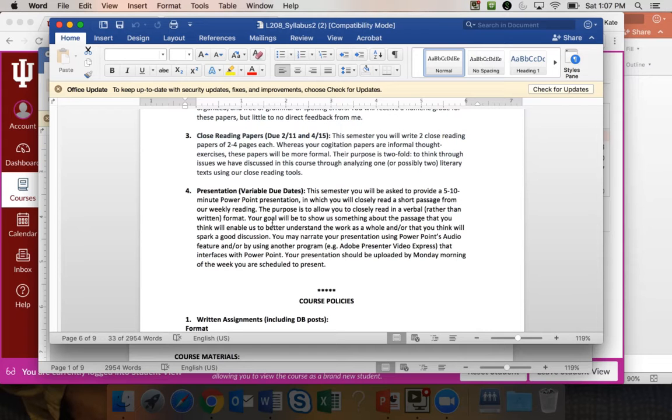Now, whereas your cogitation papers are informal thought exercises, your close reading papers will be more formal. And their purpose is twofold: to think through issues that we've discussed in the course through analyzing 1 or maybe 2 literary texts, and to analyze those texts using close reading tools, which we'll be learning about this semester.